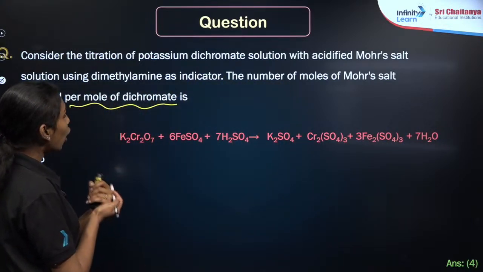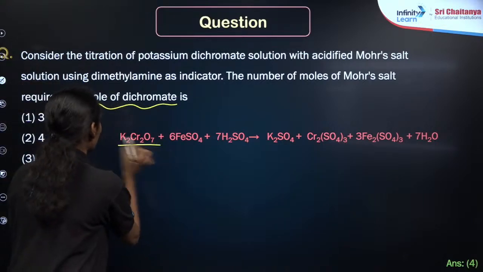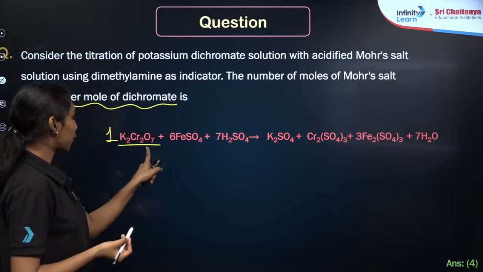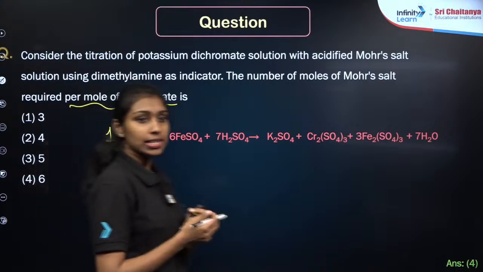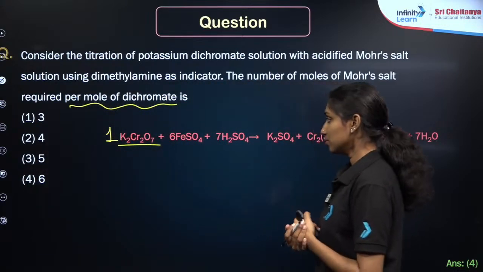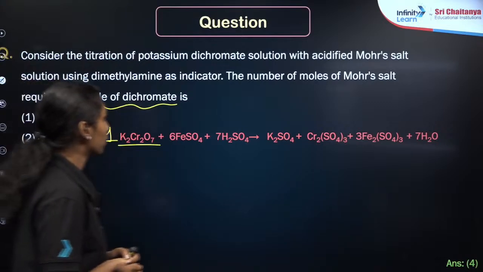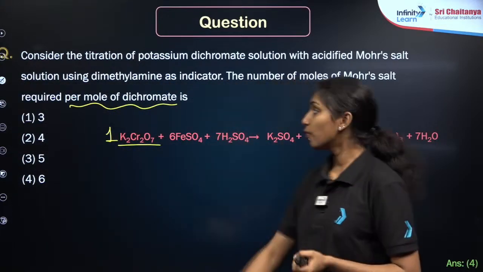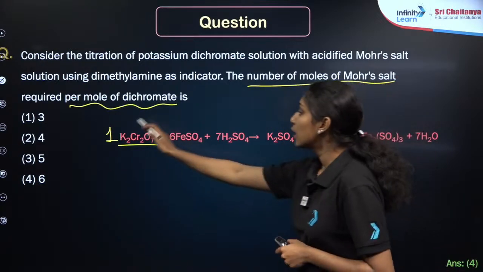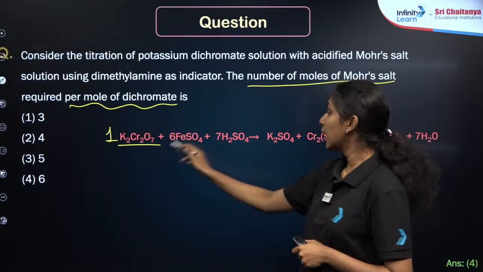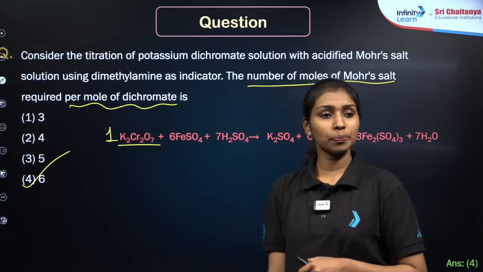And as you can see here, for 1 mole of potassium dichromate, 6 moles of Mohr's salt are reacting, right? That is the answer for this question also. The number of moles of Mohr's salt required per mole of dichromate. If you are using only 1 mole of potassium dichromate, it will react with 6 moles of Mohr's salt, which means option 4, 6, will be the correct answer. Clear?